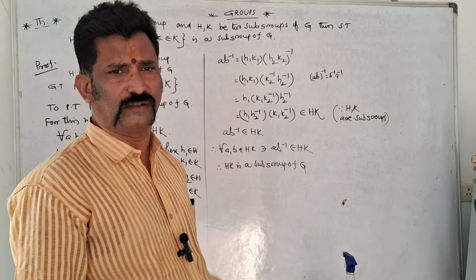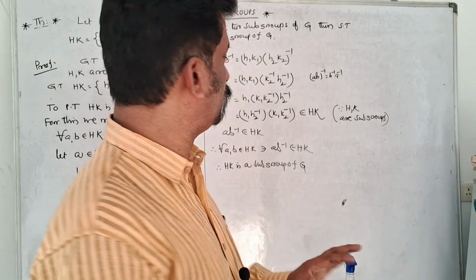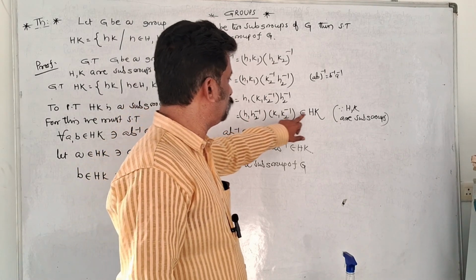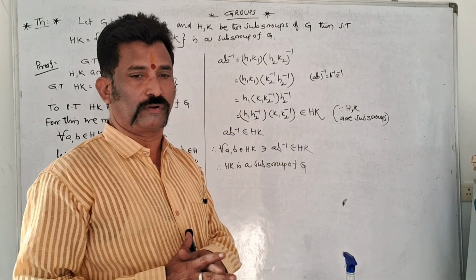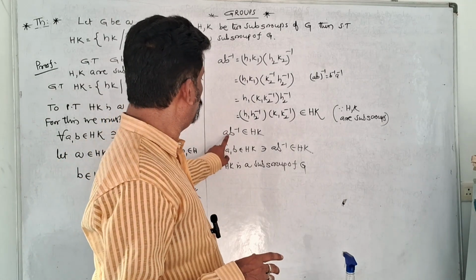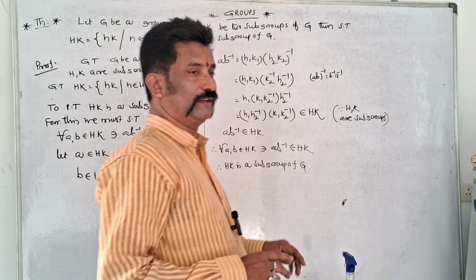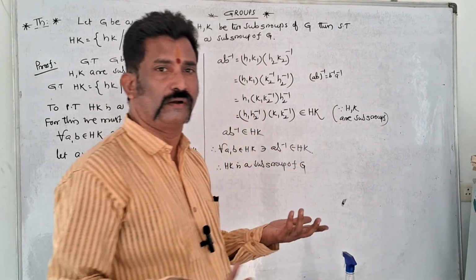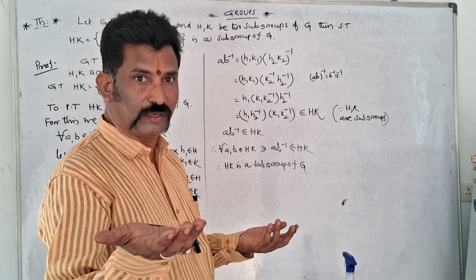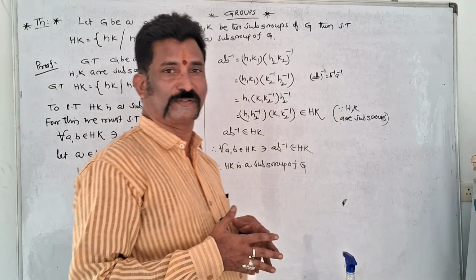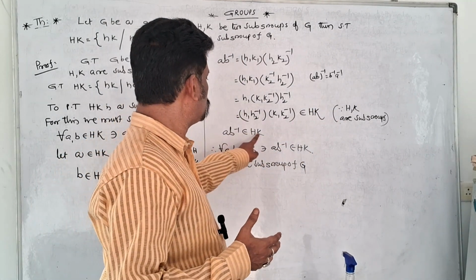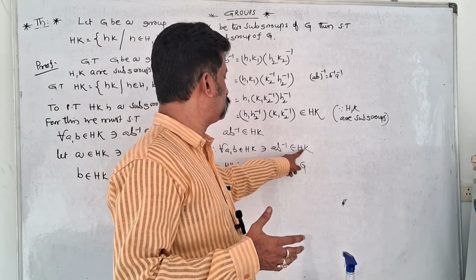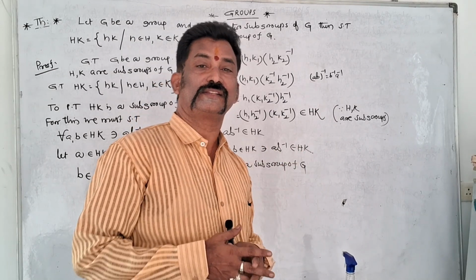So many logics are there. Don't consider that one. Directly we can write it like this: h1 into h2 inverse into k1 into k2 inverse belongs to it. This is only the student's point of view. So this value ab inverse belongs to HK. That implies first element belongs to H, second element belongs to K. Why? Because H, K are subgroups. So ab inverse belongs to HK. So for all a, b belonging to HK, ab inverse belongs to HK. Therefore, HK is a subgroup of G.